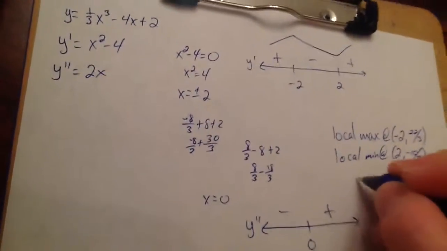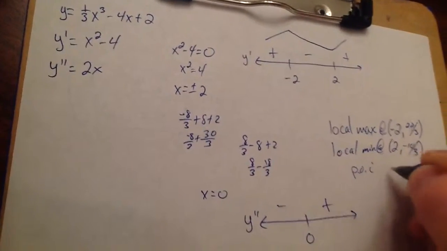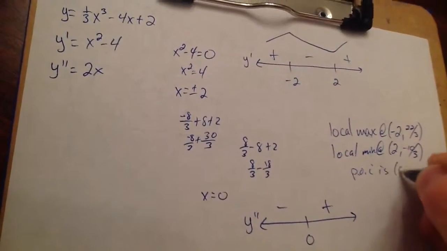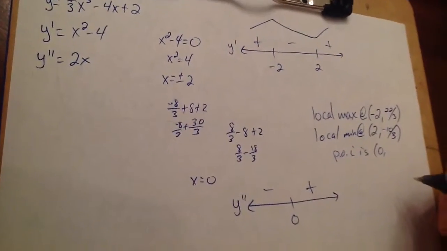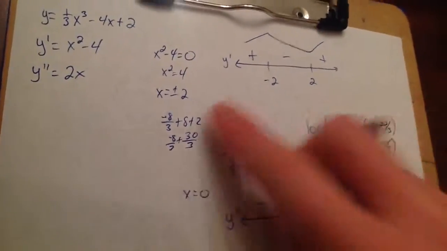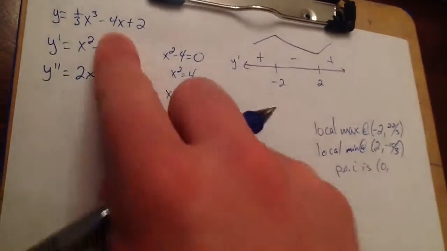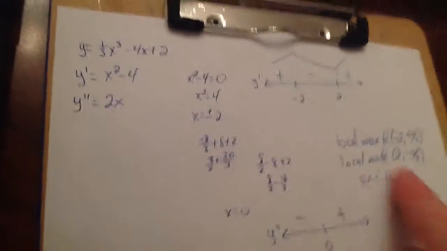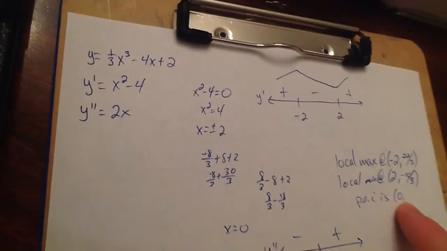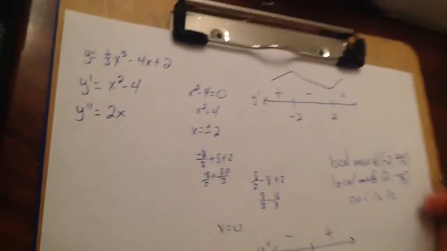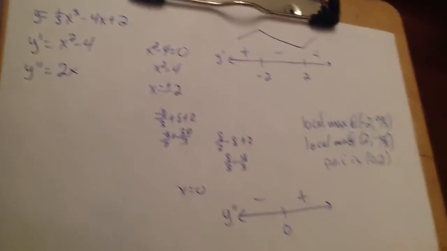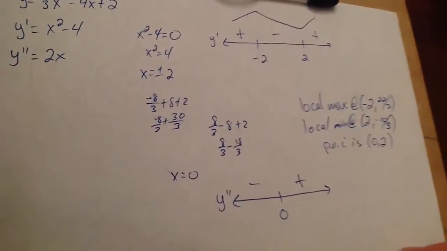So the point of inflection is at 0. Actually, you can put the exact point. Sorry, I'm tired. I just woke up. Point of inflection is 0, 2. Use the x coordinate would be nice.